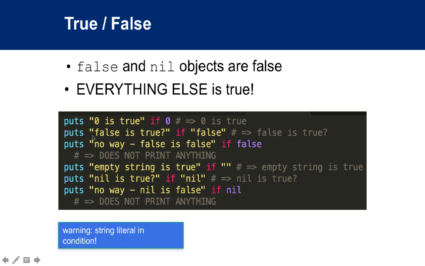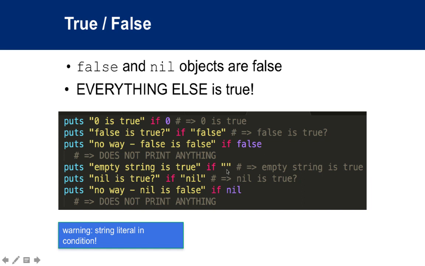So let's see another example. "False" is true: if "false". False in this case is a string, so the string "false" is true. In this case, false, this false happens to be false, right? So false and nil are the only two things which are false.